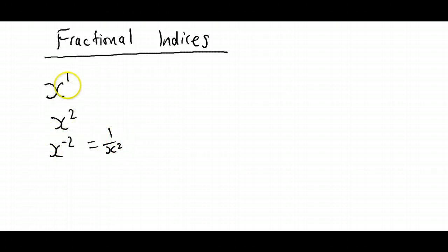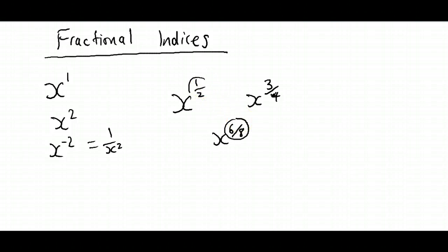Okay, instead of having a nice whole number index or power, a fractional index has a power like this. It could be x to the power of a half, or it could be x to the power of 3/4. That's a 4 there. Or it could be x to the power of 6 over 8. Okay, these are fractions as powers. So this is a fractional index. These are fractional indices. Okay, what do we do with something like that? How are we supposed to interpret it?